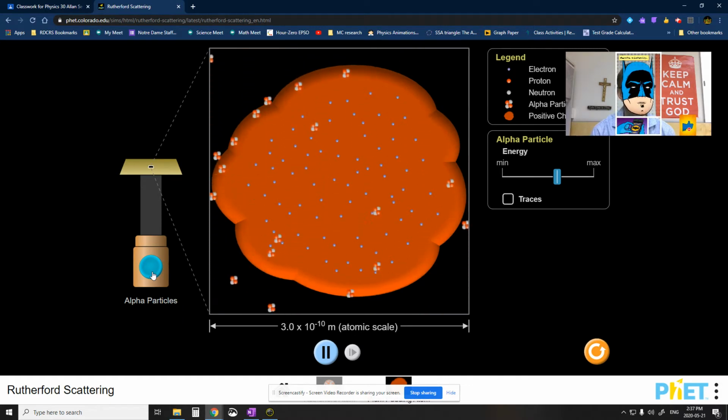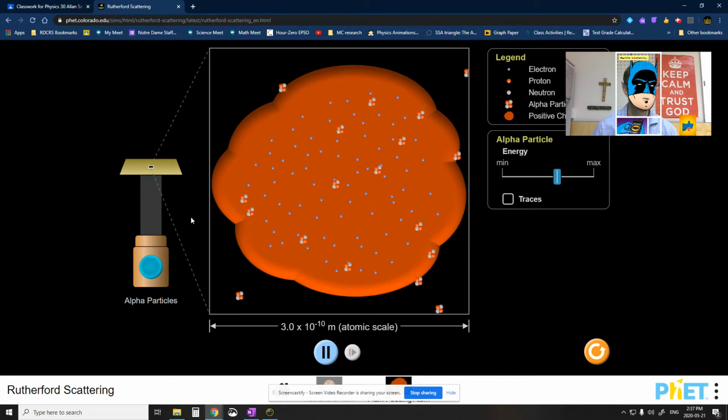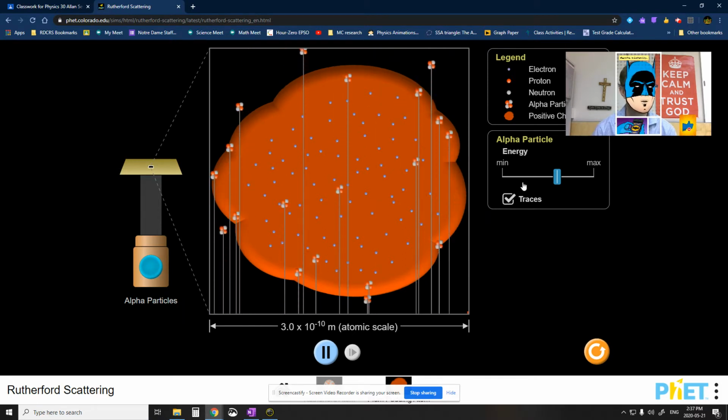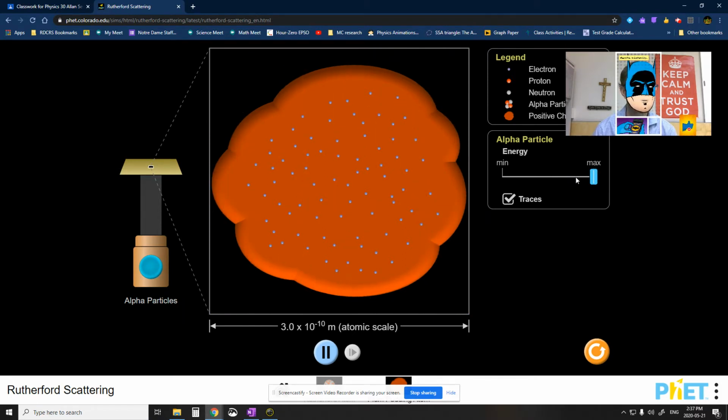Okay, so what do you notice? Well, the alpha particles just fly straight on through. They might slow down a little bit or speed up because of the interaction with the negative and positive charges. But based on math and how the plum pudding model works, the alpha particles just fly straight on through. Nothing happens. You can see the traces, they're all straight lines. No matter how fast they're going or how slow they're going, they're just going to go straight on through.